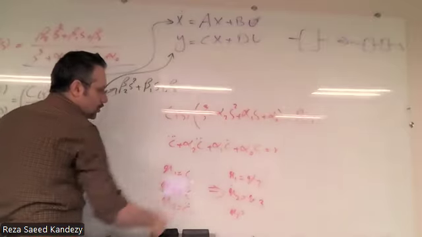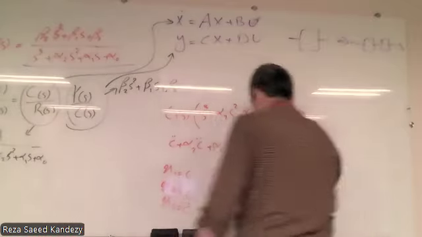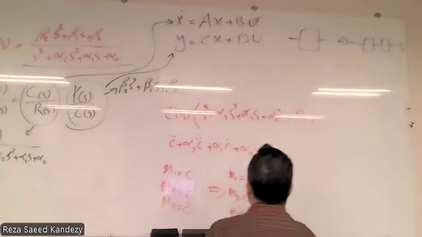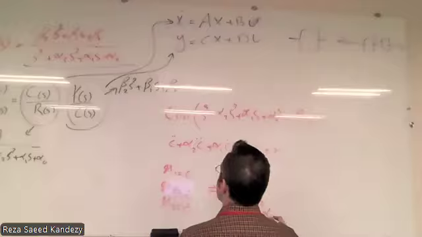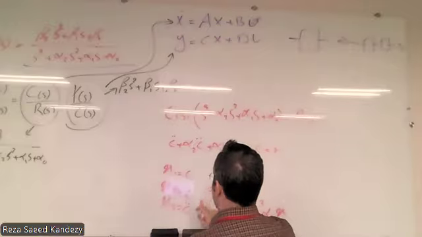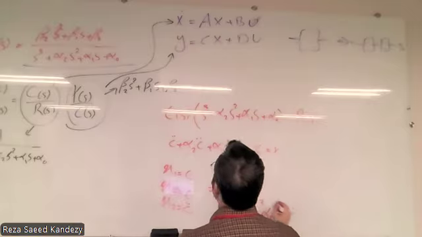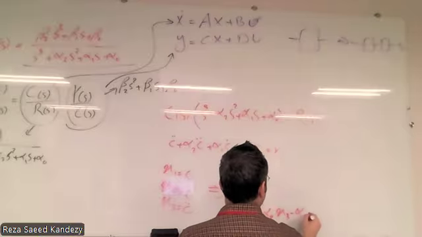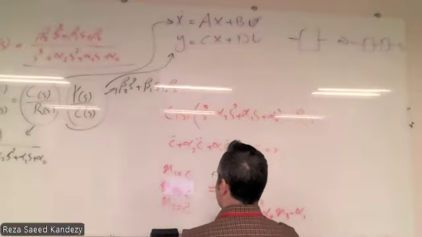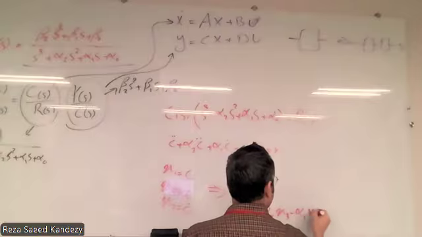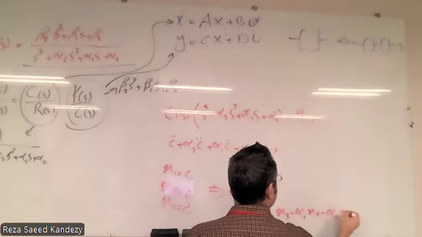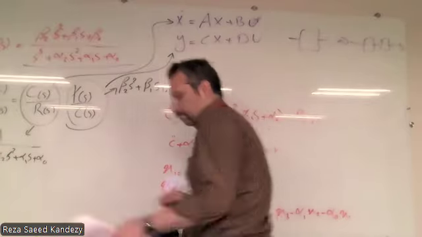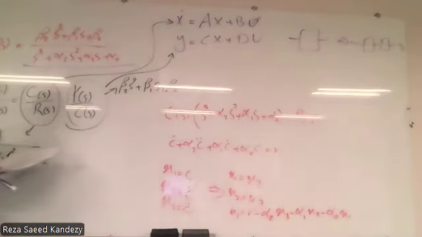And from the original circuit, we know that the x3 dot is going to be R minus alpha 2 x3 minus alpha 1 x2 minus alpha 0 x1. Are we good?